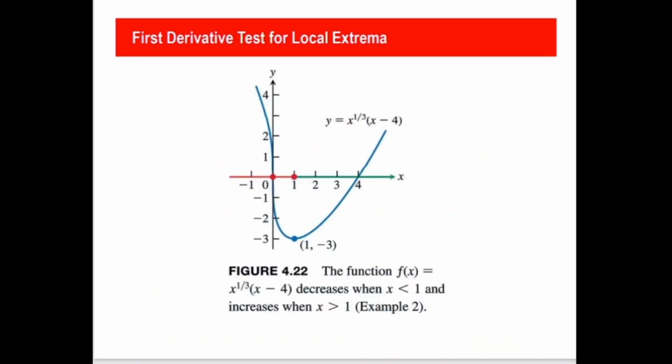This is the figure of our function. You see here we have a vertical tangent when x approaches 0, and then we also have the absolute minimum when x equals 1, and the function value here is negative 3.